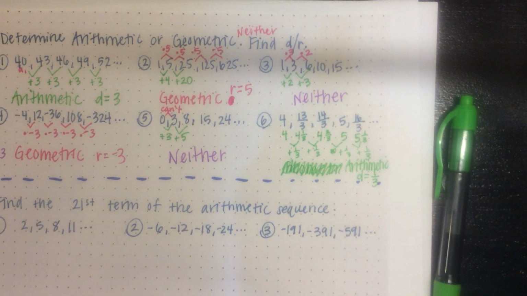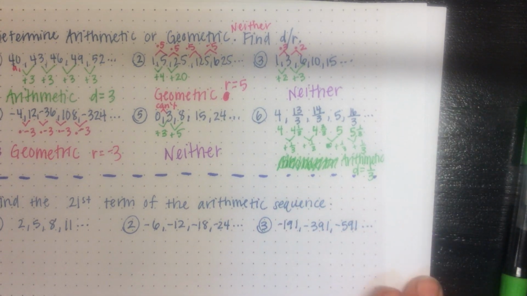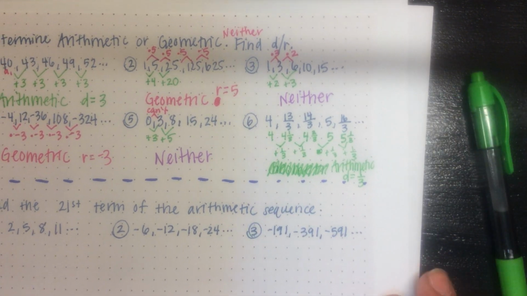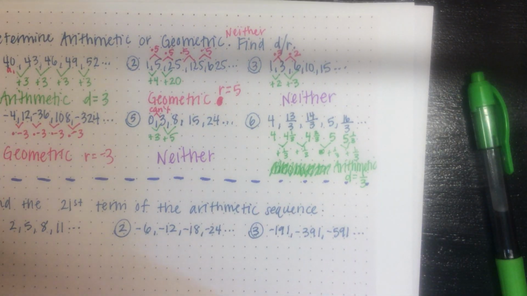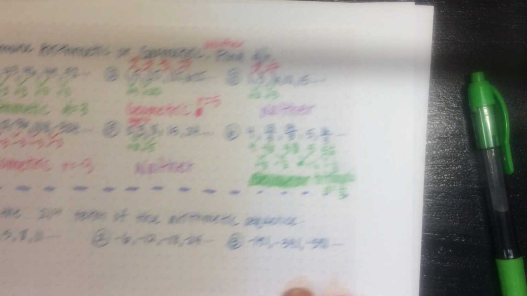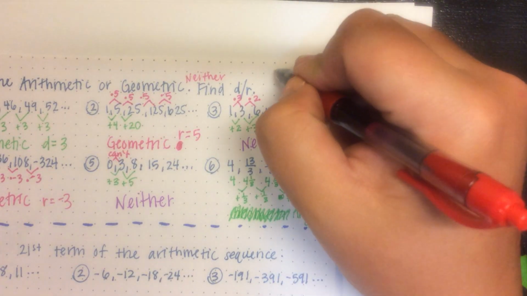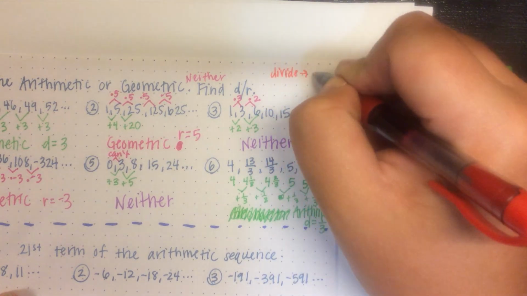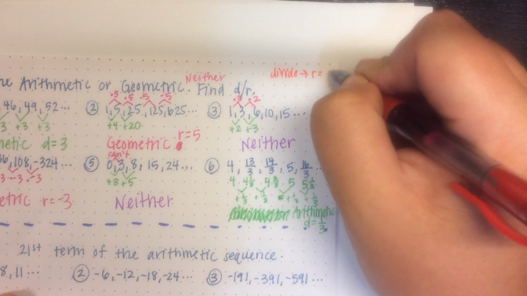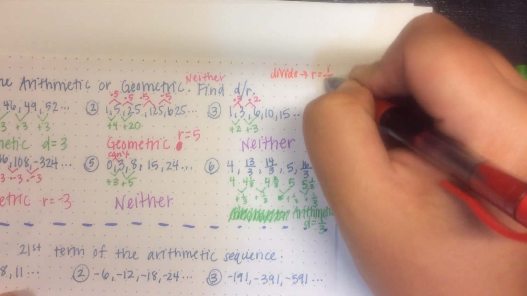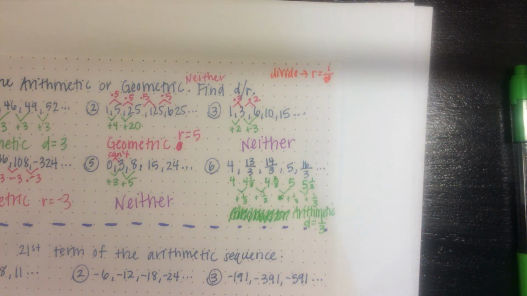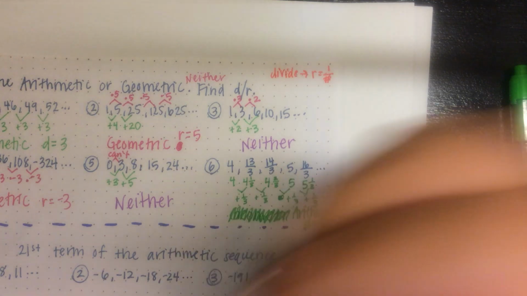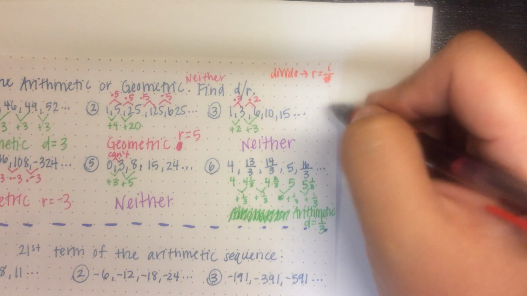All right, so a couple things really quick about your common difference and your common ratio. If I'm dividing by a number, my ratio is going to be a fraction. So it's going to be 1 over whatever number I'm dividing by. It's always what you multiply by, so it's really going to be multiplying by a fraction.